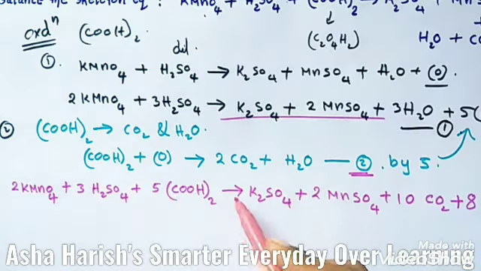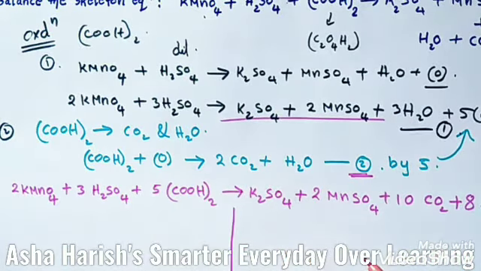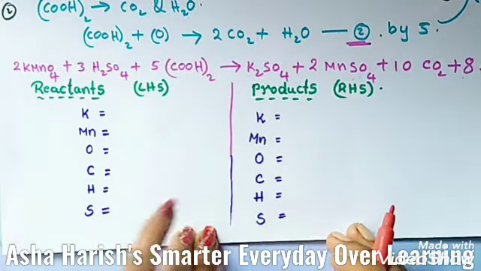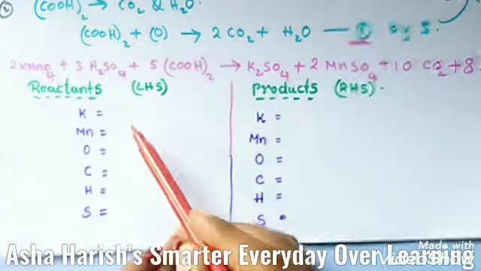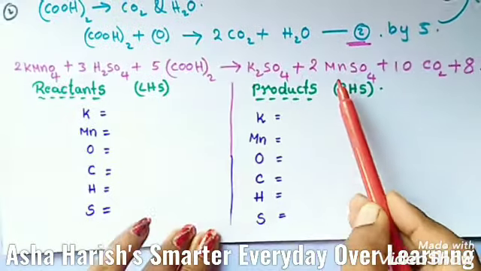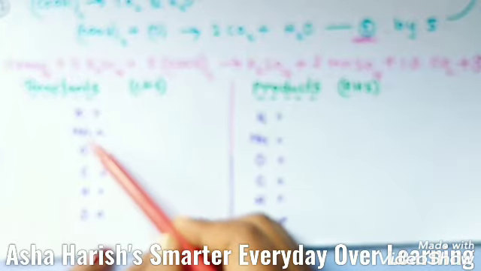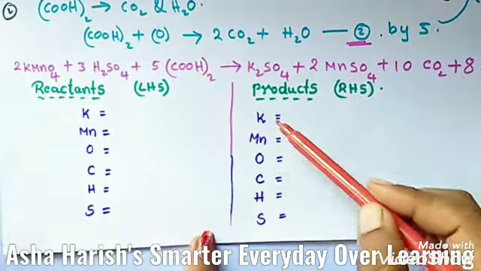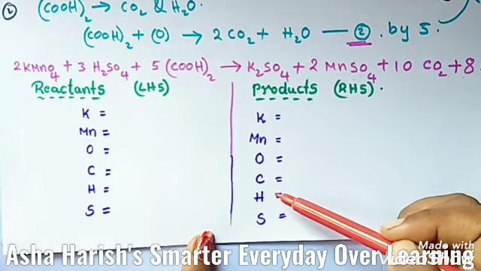Now students, we need to identify the complete atoms, the complete elements present in this. So we should get an equal number of atoms in this equation. Let's see that. First of all, you need to write the elements which are present in the reactant side and product side separately. So in this chemical equation, first one is K, potassium, and manganese, oxygen, carbon, hydrogen and sulfur. Like this I have written separately.